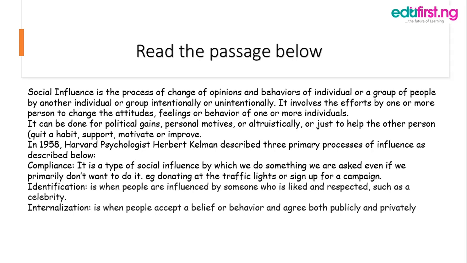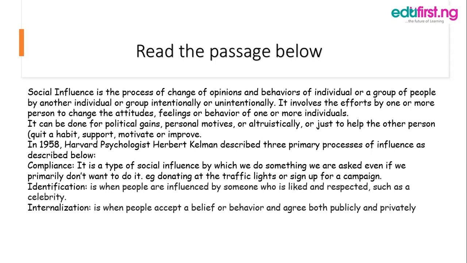The first one is compliance. It is a type of social influence by which we do something we are asked even if we primarily don't want to do it. Example, donating at the traffic light or signing up for a campaign. Identification is when people are influenced by someone who is liked and respected, such as a celebrity. Internalization is when people accept a belief or behavior and agree both publicly and privately.